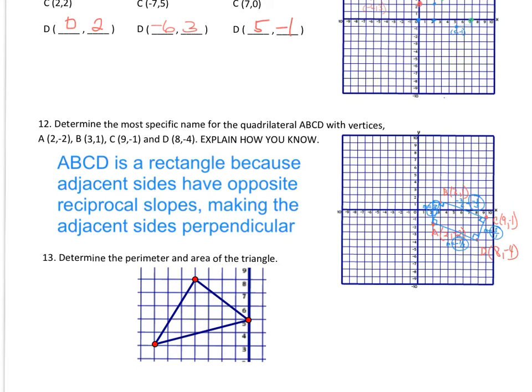Okay, so ABCD is a rectangle because adjacent sides have opposite reciprocal slopes, making the adjacent sides perpendicular. Notice I'm trying to be as precise as I can. What sides have opposite reciprocal slopes? The adjacent sides have the opposite reciprocal slopes. Opposite reciprocal slopes allow us to have those perpendiculars.